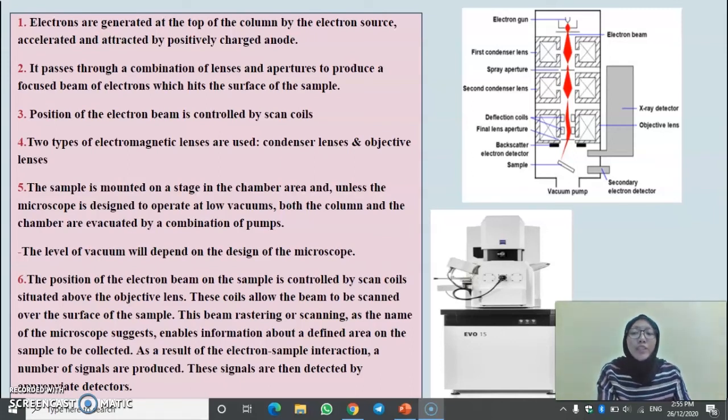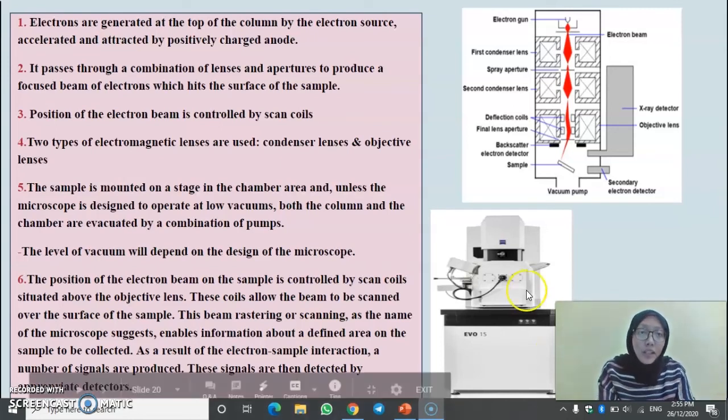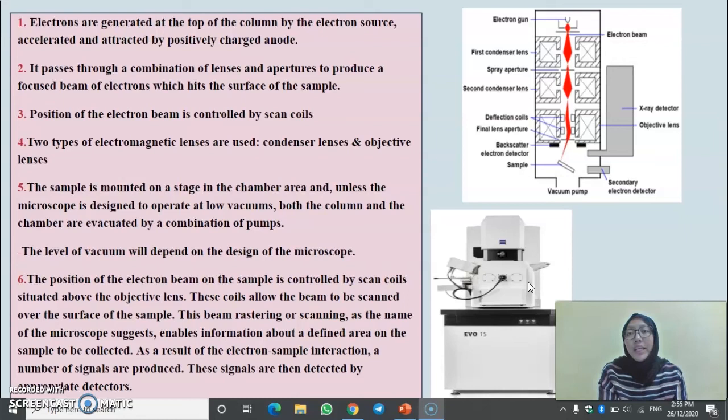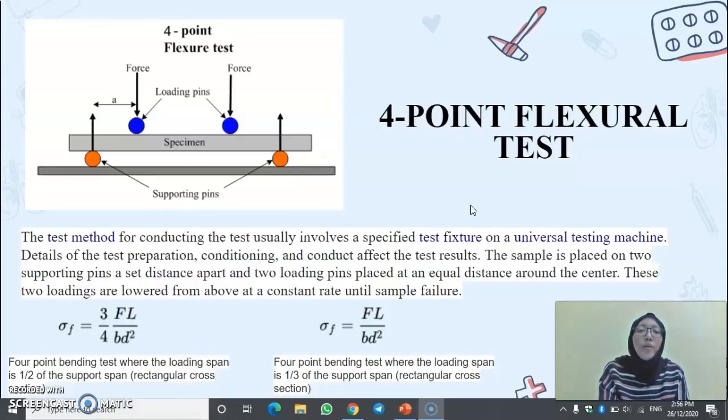So the position of the electron beam on the sample is controlled by scan coils, which are placed above the objective lens, and these coils allow the beam to be scanned over the surface of the sample, which in this case is the ceramic and polymer. So this beam is rastering or scanning, as the name of the microscope suggests, and enables information about a defined area on the sample to be collected. As a result of the electron-sample interaction, a number of signals are produced, and these signals are then detected by an appropriate detector.